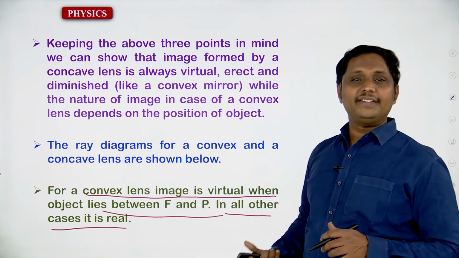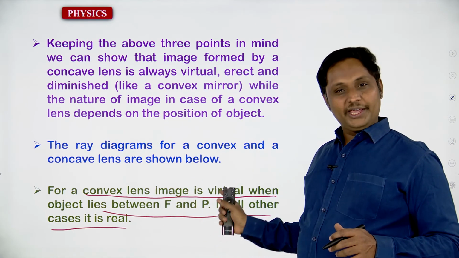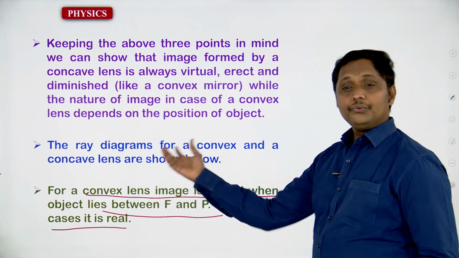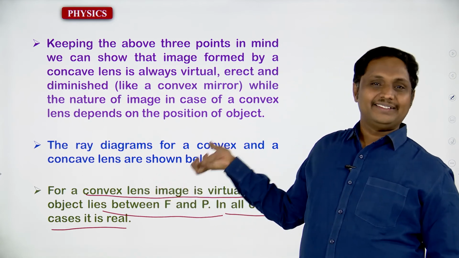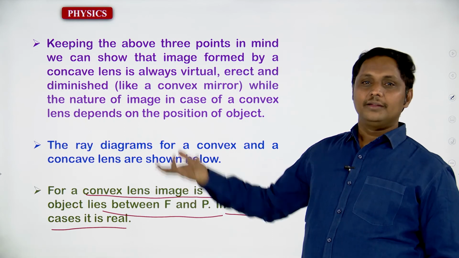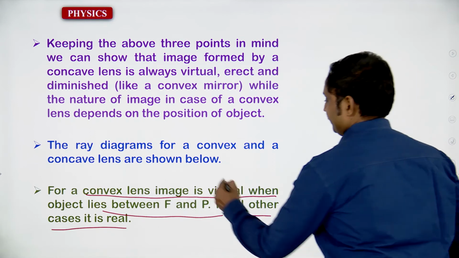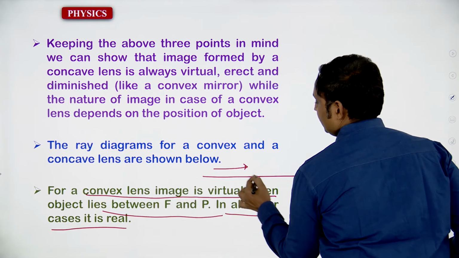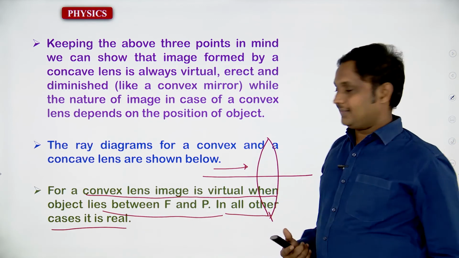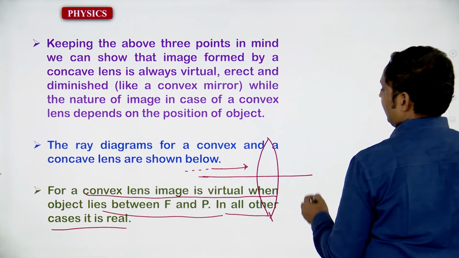In all the rest of the cases, wherever you place it from infinity up to F, you will get the real image, and the size of the image gradually increases. At one particular point it is going to be highly magnified, and after that it keeps increasing. If you are gradually approaching the lens, the size of the image increases. It's very clear. What are the possibilities? We would like to talk about that.